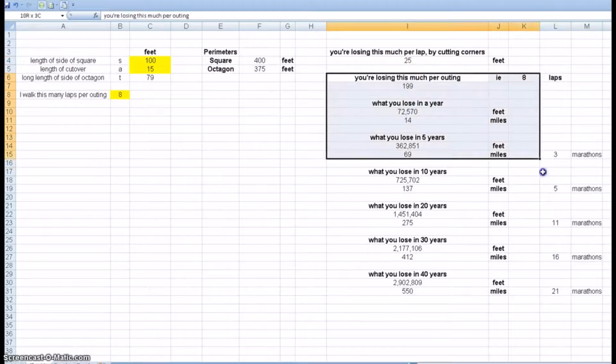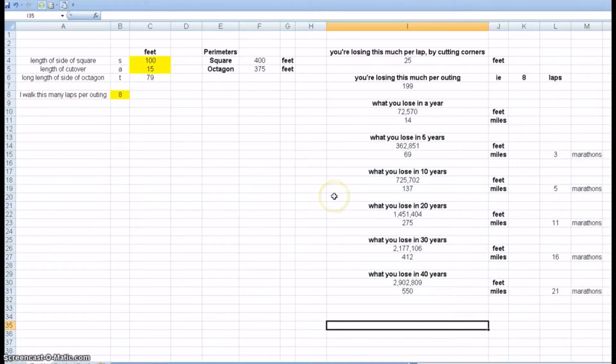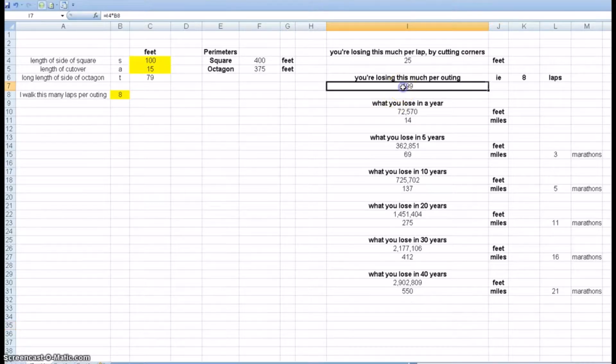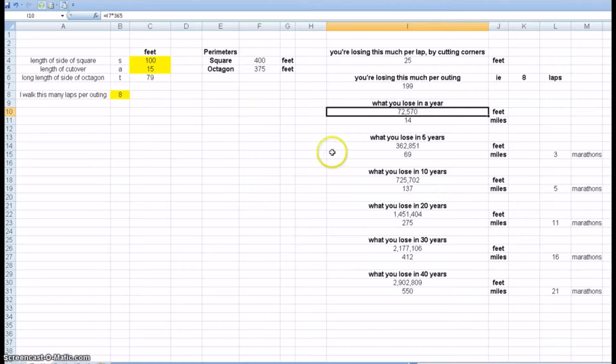So now here's where I do the calculations over time. If I were to keep up that practice of cutting corners, here's what I lose. Per outing, I would lose 25 feet per lap times 8 laps, so roughly 200 feet per outing. Now in a year, I just multiplied by 365. I understand you might only do it every work day or something, but you can calculate this however you'd like. I just pretend I literally do it every day of the year. That comes to about 14 miles. So in a year's time, you're losing 14 miles. That's a half marathon right there.